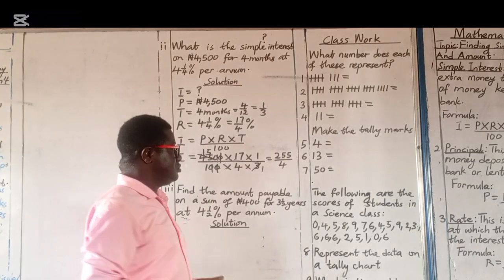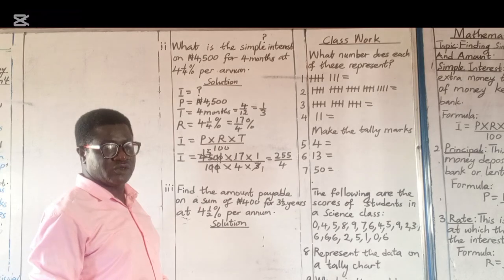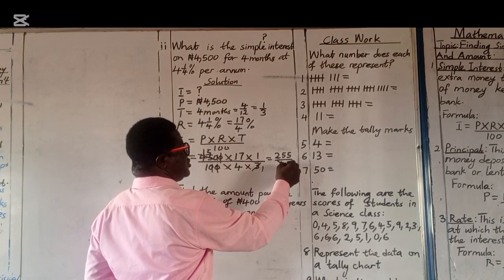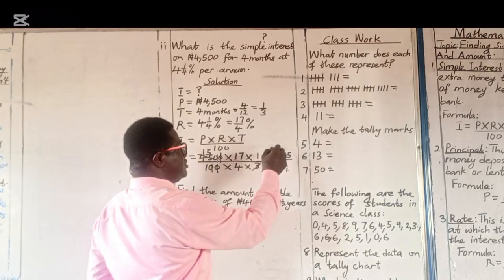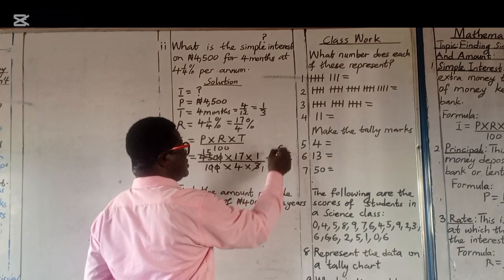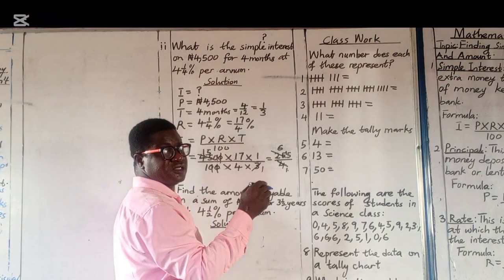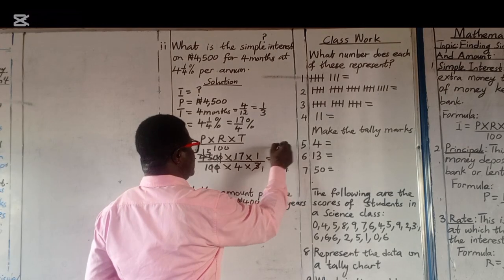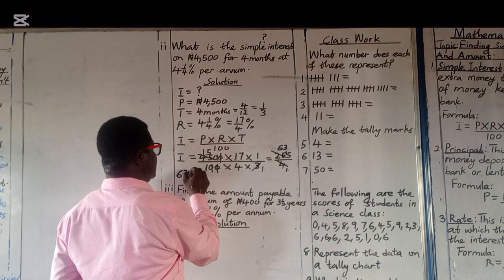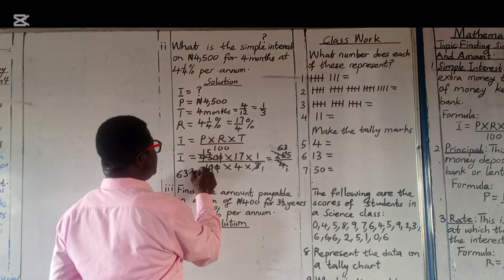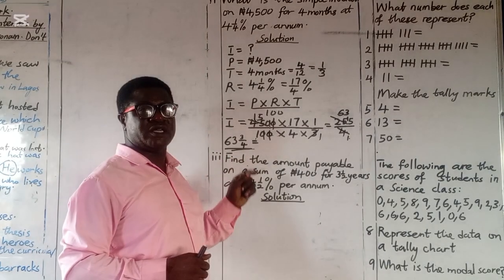So we don't have enough, so let's use the short method to solve this. 4 will go in 25 how many times? 6 times, remainder 1. 4 will go in 15 how many times? 3 times. So that will be 63 whole number, 3 over 4, right? So now, children, we got 63 whole number, 3/4.